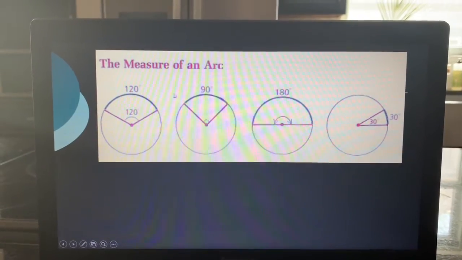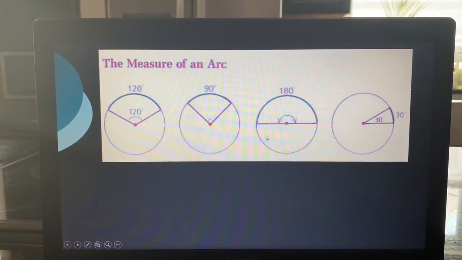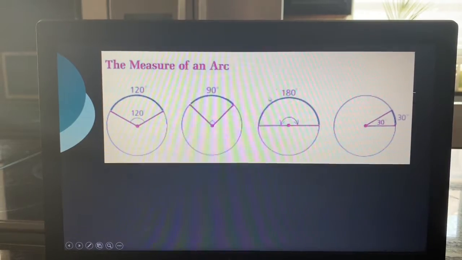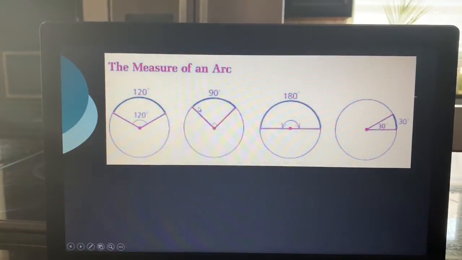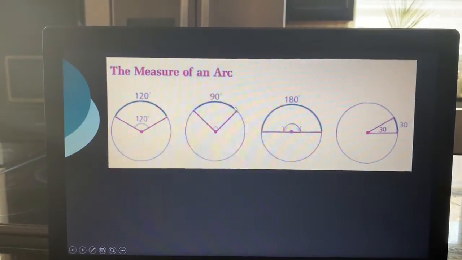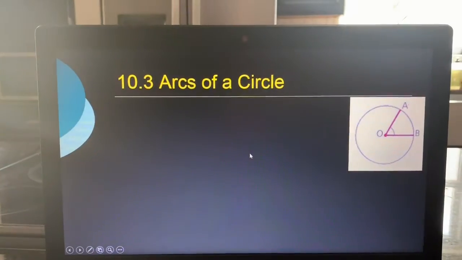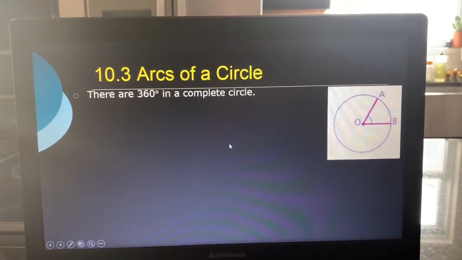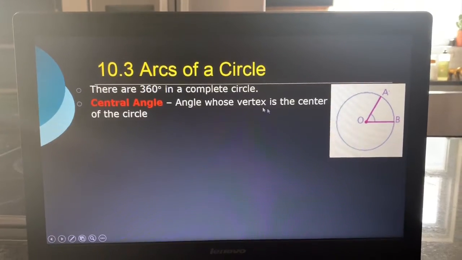It's measured in degrees. A full circle is 360. Half a circle is 180. The arc is 180. 1/4 of a circle is 90 degrees. So on and so forth. All right. So as you know, 360 degrees in a complete circle.